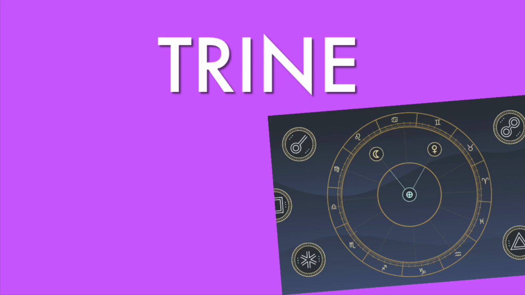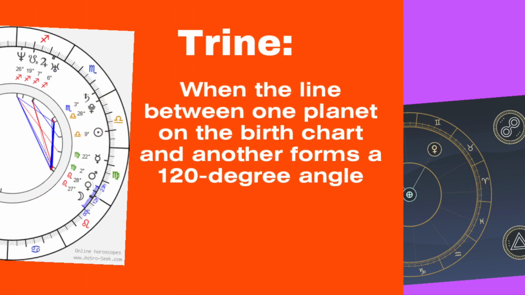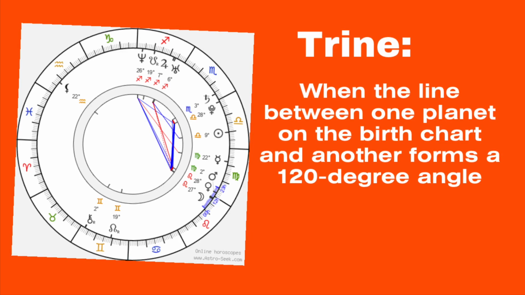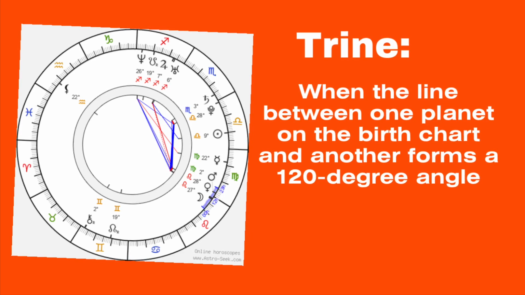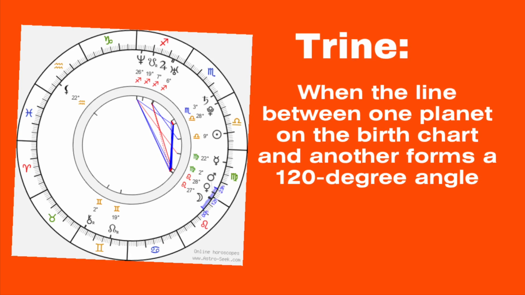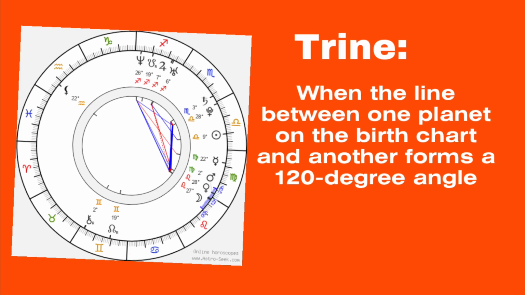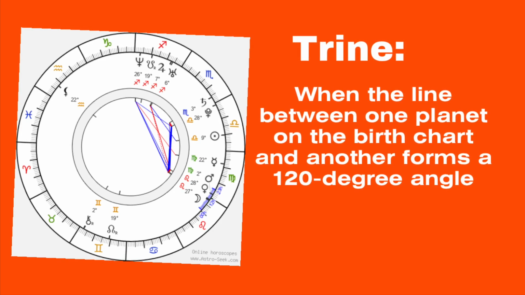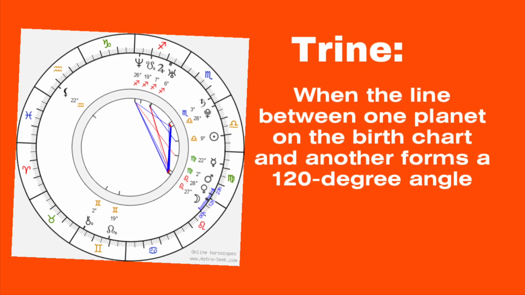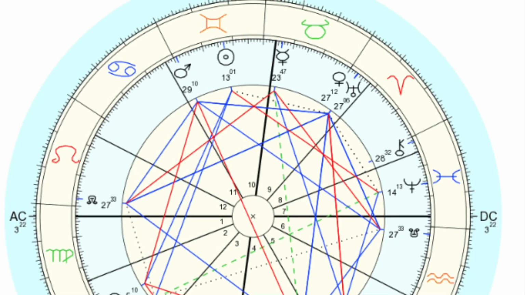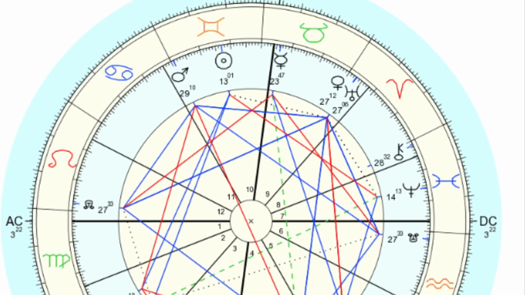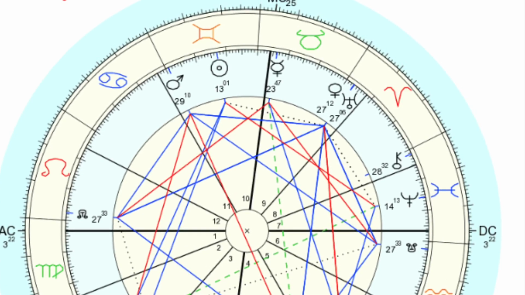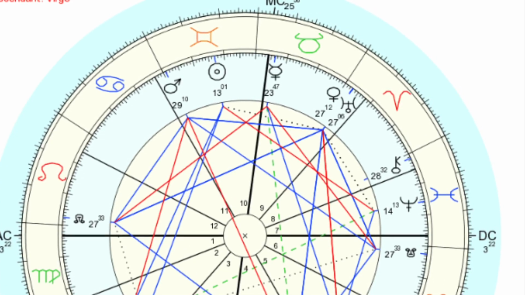Aspect number 4 is the trine. When the line between one planet on the birth chart and another forms a 120-degree angle, that's called a trine. Two planets in a trine share the same element, i.e. water, air, earth, or fire, so they work in synchronicity for the person with that trine. Because of this, planets with the trine aspect are working toward the same agenda and want the same outcome.